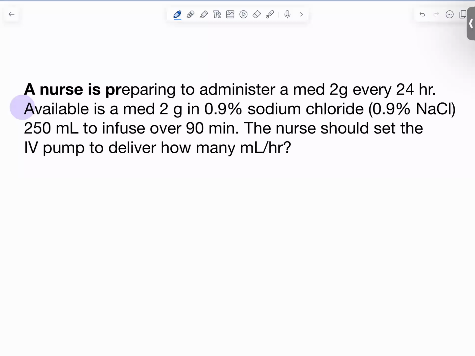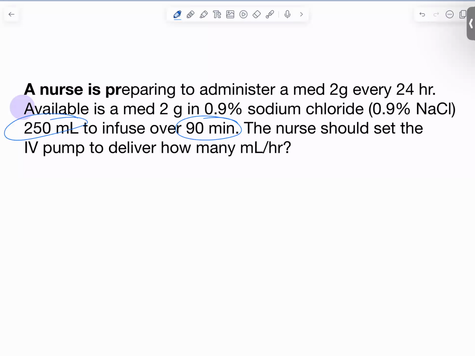All right, a nurse is preparing to administer a med, 2 grams every 24 hours. So the med available is 2 grams in 250 of normal saline over 90 minutes. So there's a lot of information in this question, and it's scattered throughout the question. By the time you're graduating, you should know how to decipher and pick out the information you need. Ultimately, there's 2 grams in a 250 bag that's got to run over 90 minutes.